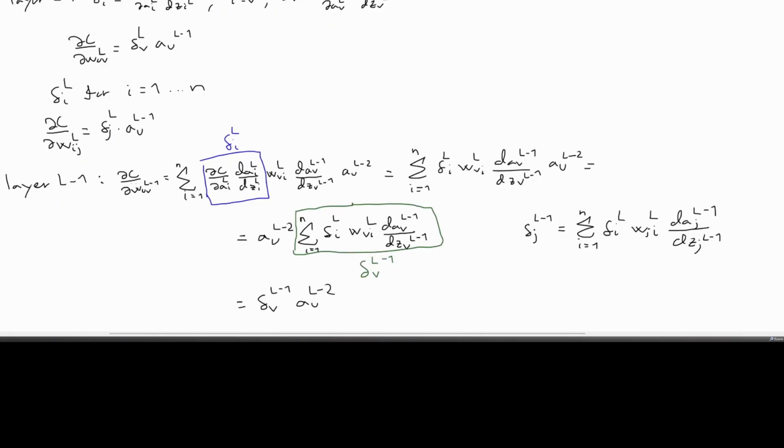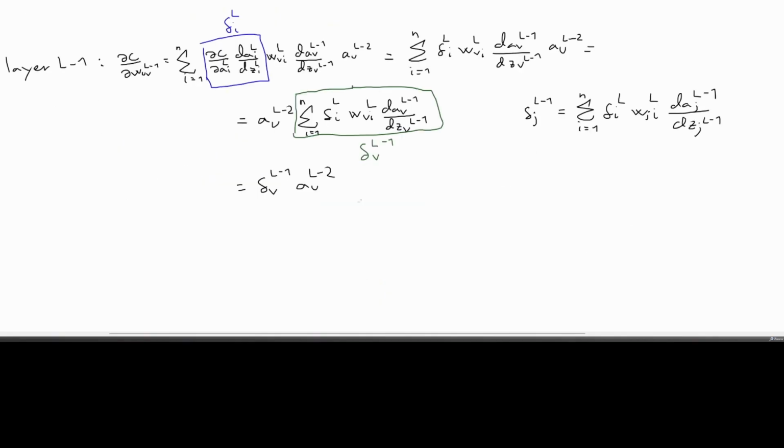So we've shown that in order to find the partial derivative of the cost function with respect to a weight going from neuron U to neuron V in layer L-1, we can first compute a delta term for neuron V, where we insert V here for the subscript, and where we reuse delta terms from the previous layer. So let us now examine layer L-2.